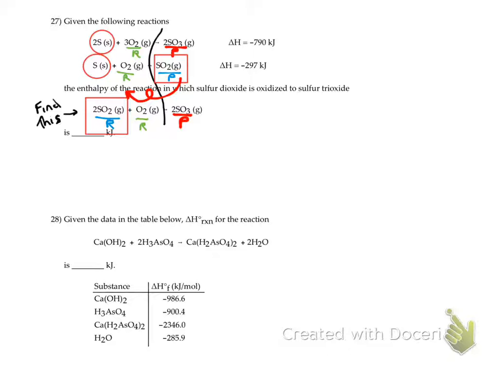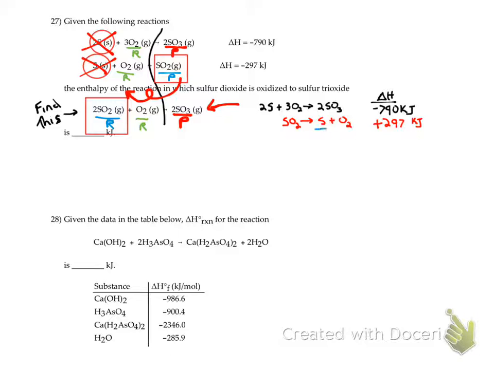Notice that solid sulfur is not in the final equation. So when we see that, we know that eventually they are going to have to cancel each other. But they can't do it yet because they're on the same side of the equal sign. So let's flip the second equation. So I rewrote both equations, and when I flipped the second equation, the enthalpy changes the sign as well.